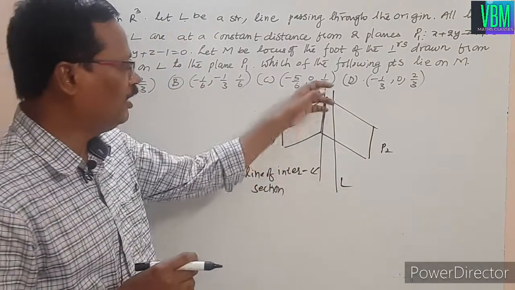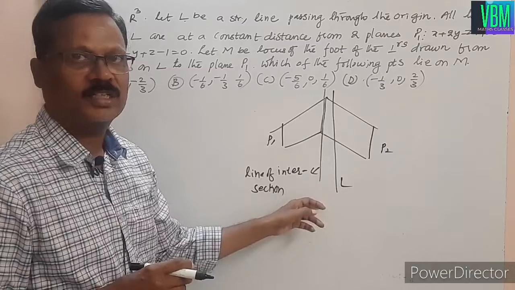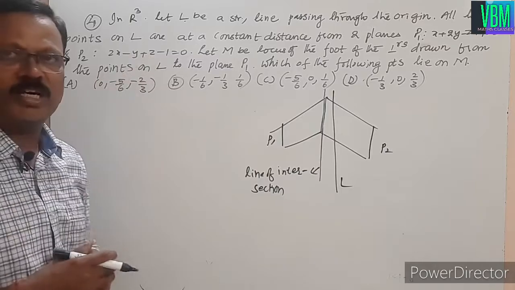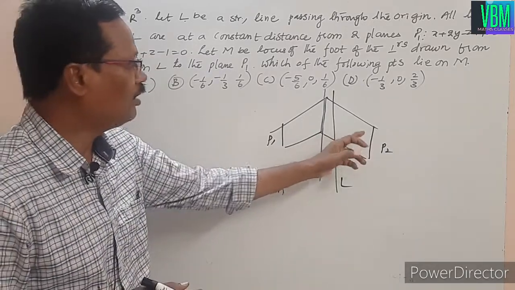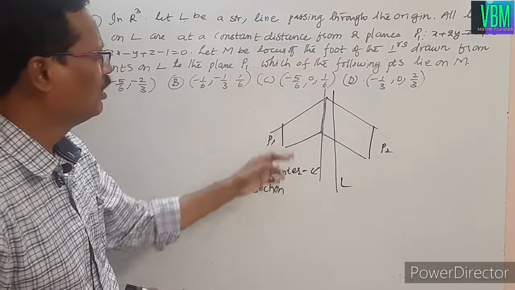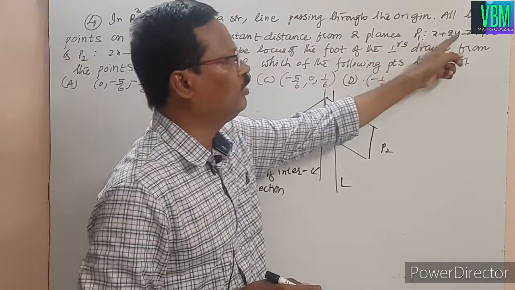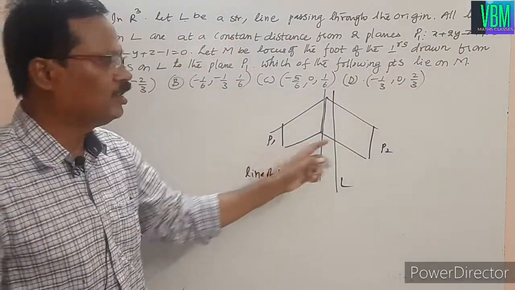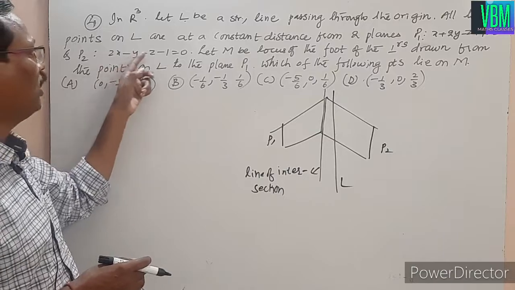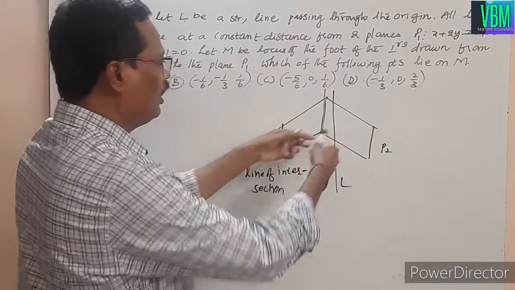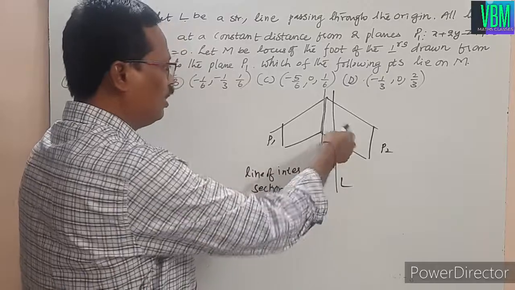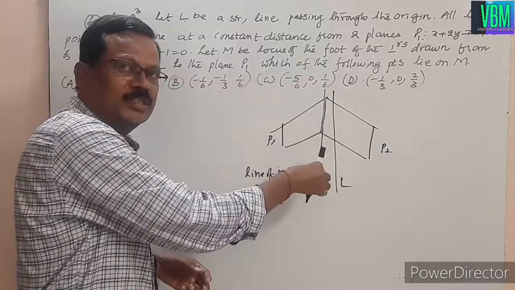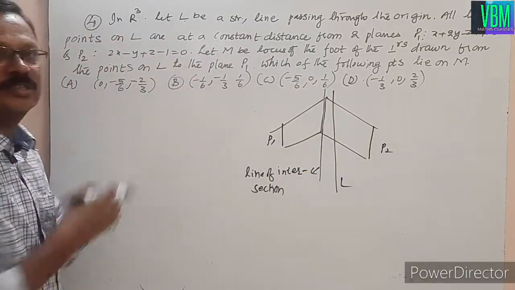Then how do we get the DRs of the line of intersection? The normal DRs of plane P1 are 1, 2, minus 1, and the normal DRs of plane P2 are 2, minus 1, 1. If we know the two normals' DRs, then for the line of intersection DRs, write the cross product of these.